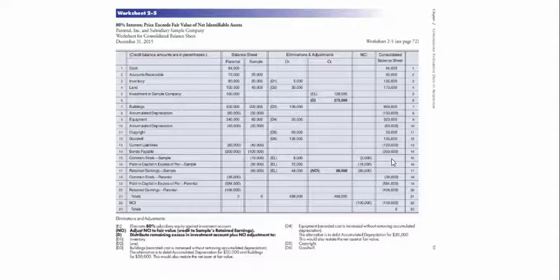So we need to have all of these zero out. In the NCI column, we're going to zero all these out. Put whatever number needs to zero these out. You can make those positive if you want, so that everything goes across and zeroes out. As long as it zeroes out, you're good. And then these represent the non-controlling interest share of all the adjustments that were made.